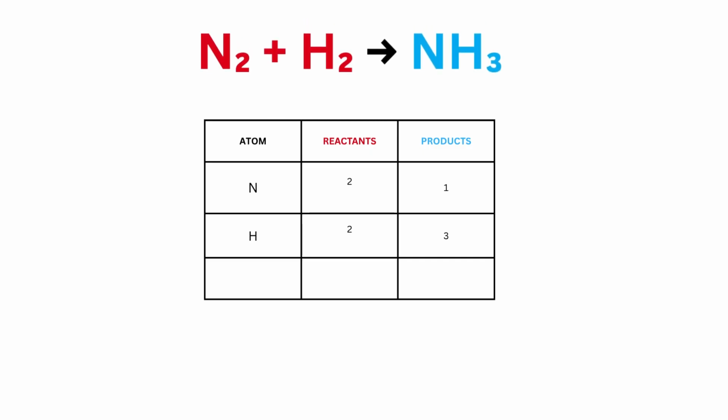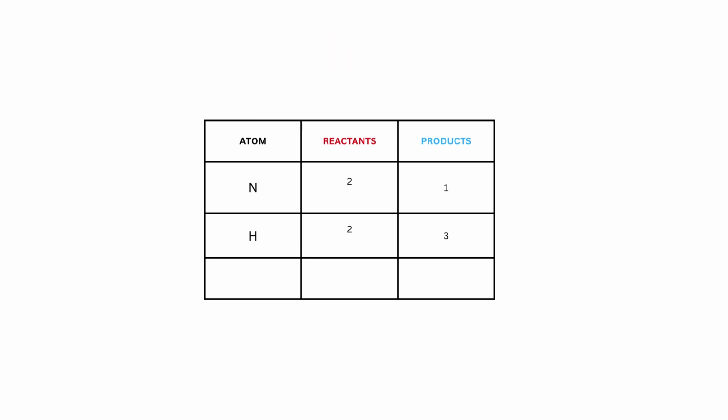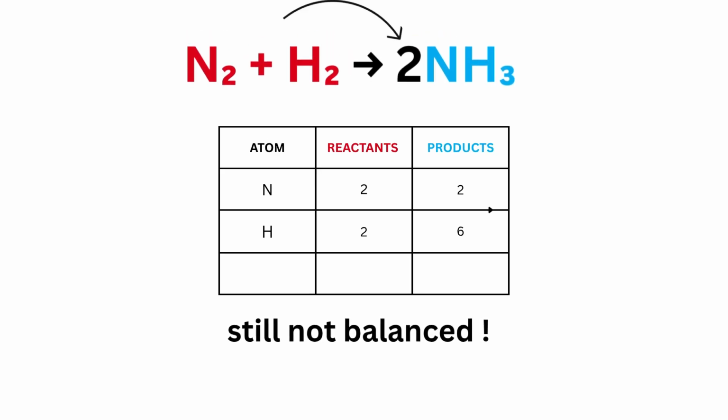First, we tabulate and compare the number of each atom on both the reactant and product sides of the equation. As you can see on the table, both nitrogen and hydrogen are imbalanced. On the reactant side, we have 2 nitrogen atoms and 2 hydrogen atoms. On the right-hand side, 1 nitrogen atom and 3 hydrogen atoms. Let's now balance the equation step by step.